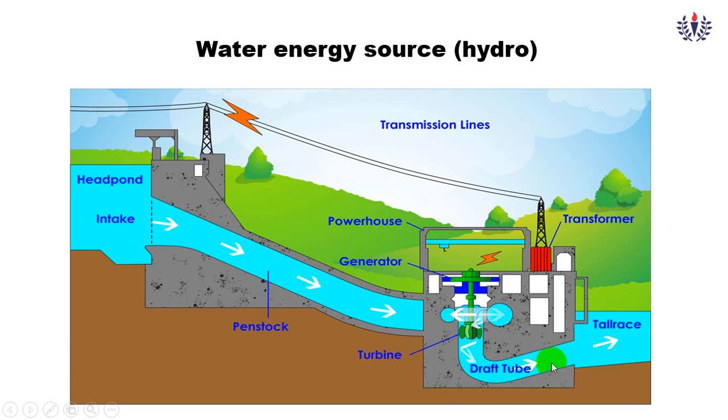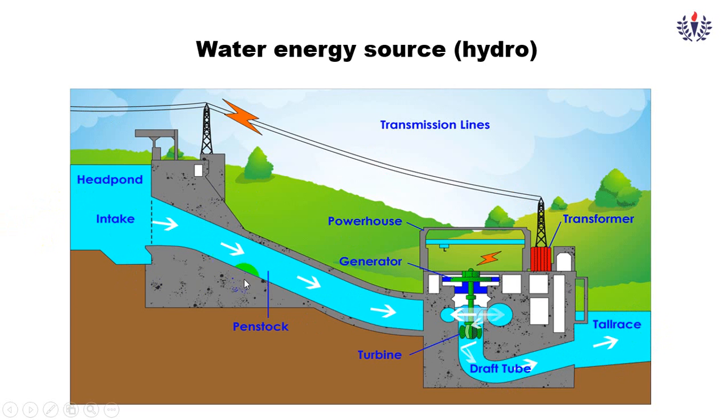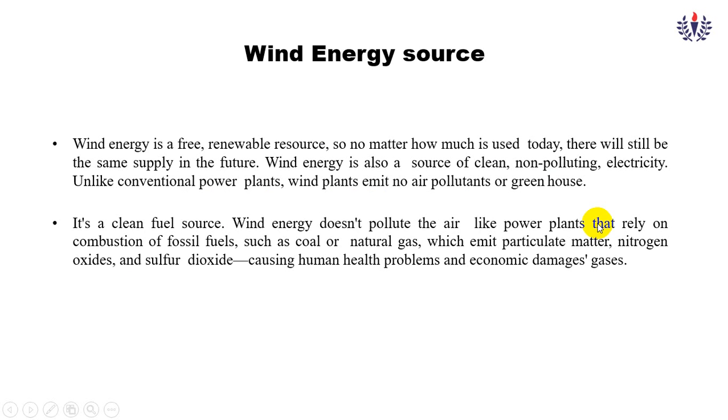So the wastewater is given to the tail race. So this will be the basement. So this is known as the head race, and this is known as the tail race. So this is the process of converting the water energy to electrical energy.